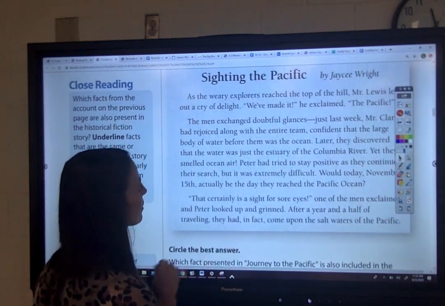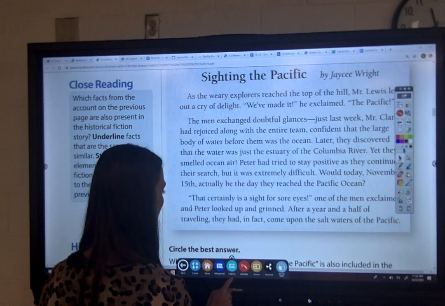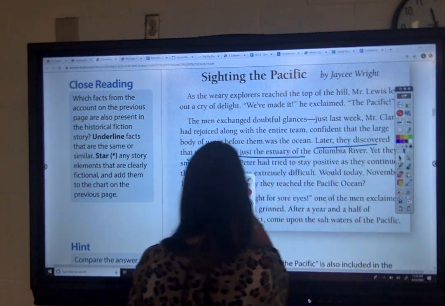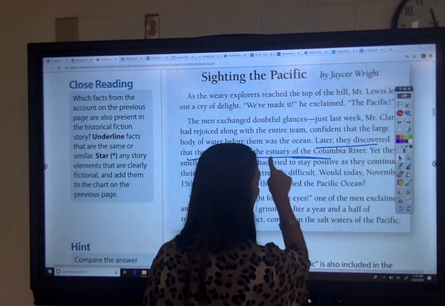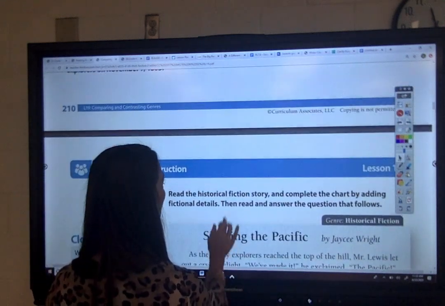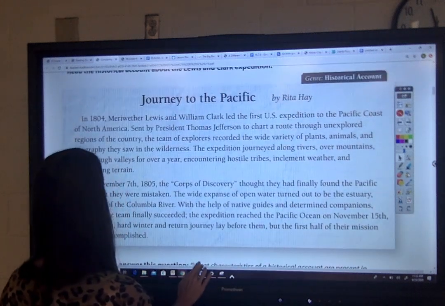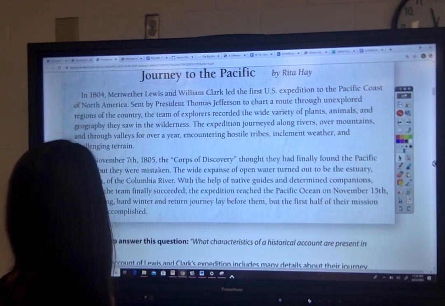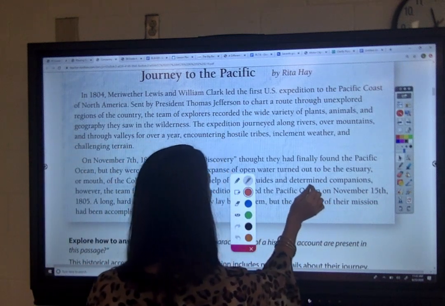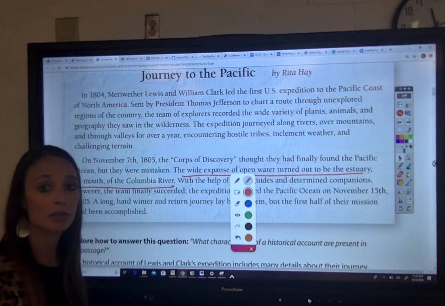We'll look in this story. Here it is, stated right here. They discovered that the water was just the estuary of the Columbia River. That's in the second story. And let's go back to the first story, the historical account. I remember reading it because it said it was the mouth. Let's see where it's at. Here it is. The wide expanse of the ocean, the estuary, or the mouth of the Columbia River. So they would have been both.